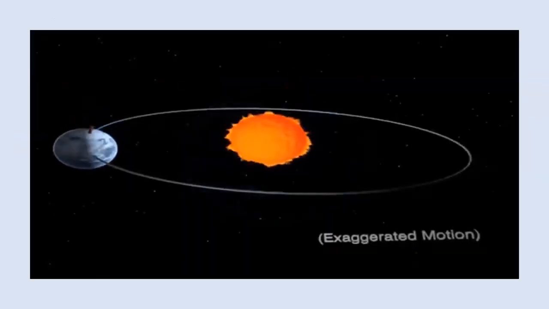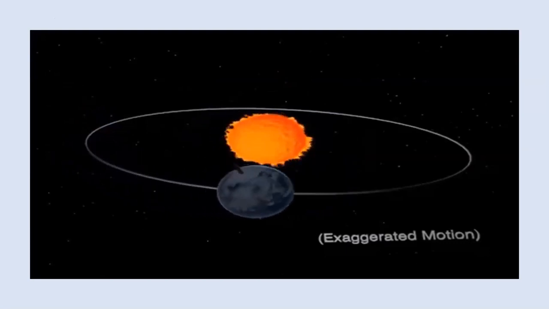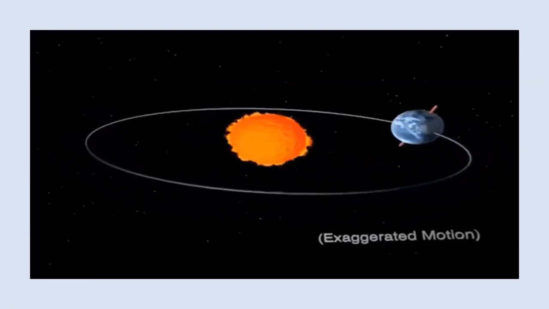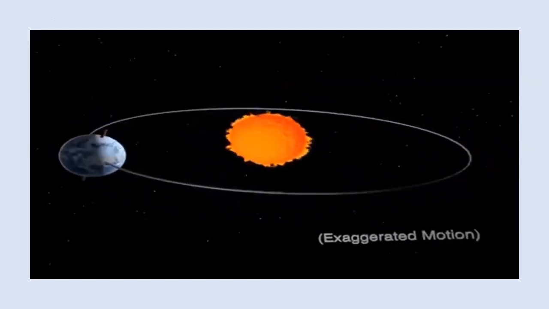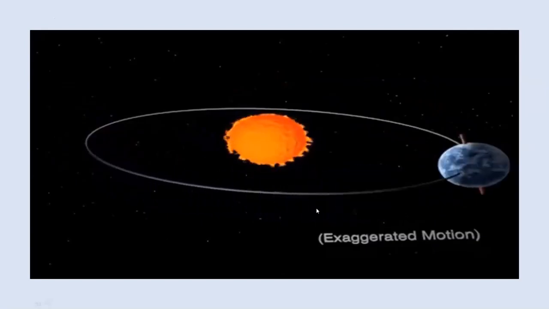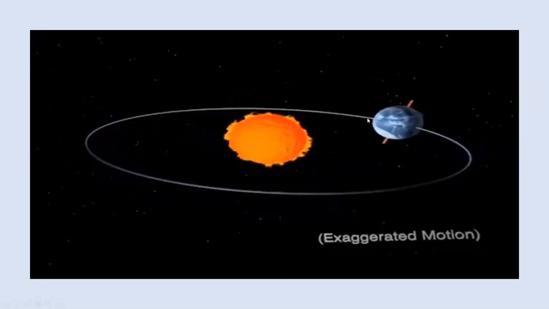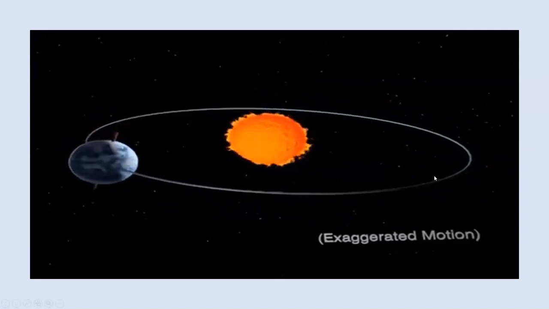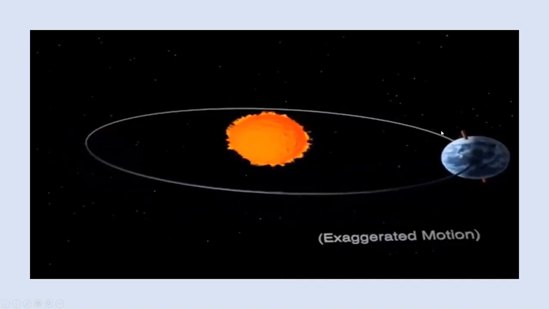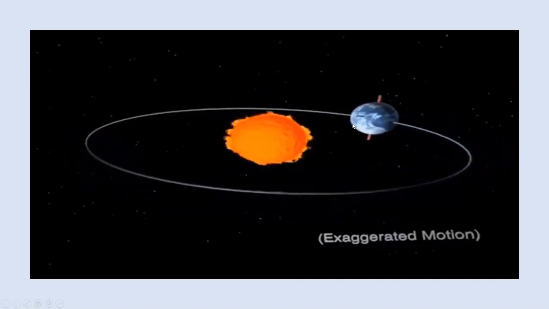Students, this rotation and revolution, as I explained earlier as well, rotation means the spinning movement of the planets on their axis, and revolution means the movement of the planets around the sun in their orbit. As you all can see in this illustration, this planet is revolving around the sun in the particular orbit, and it is also rotating on its own axis.